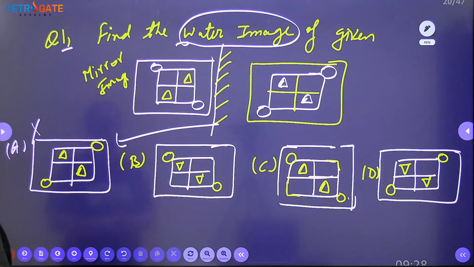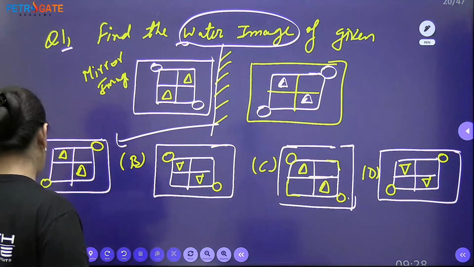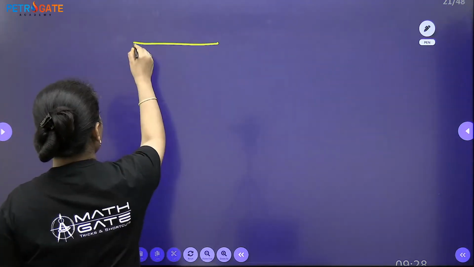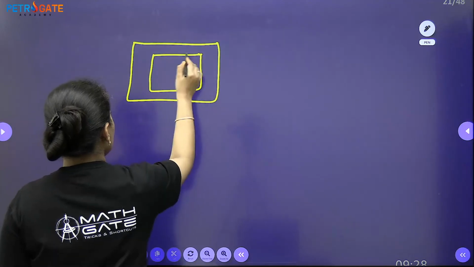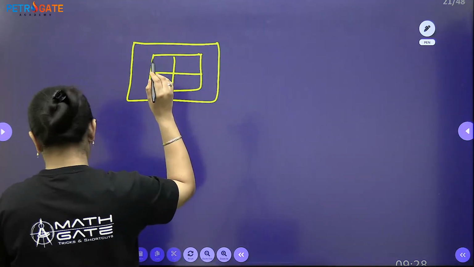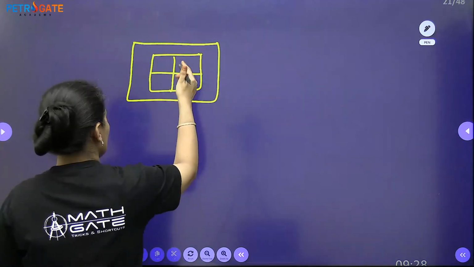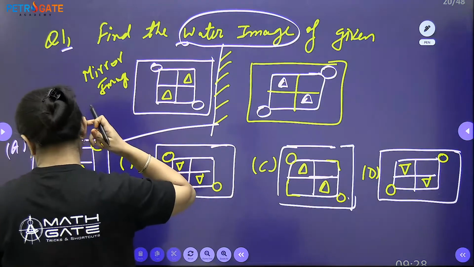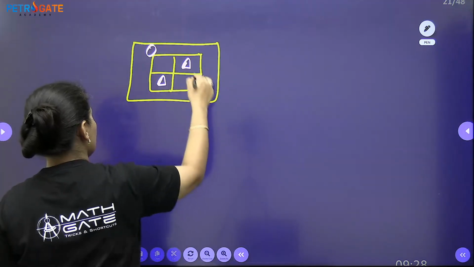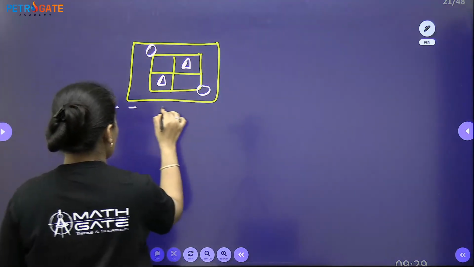Okay, so let's find out the mirror image directly here. As I'm going to find the mirror image, let me make the figure here only, and let me check it out. Okay, so here we have two triangles, and here we have two circles. Let's go for the mirror image.